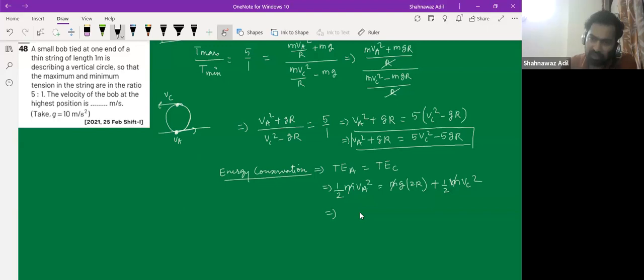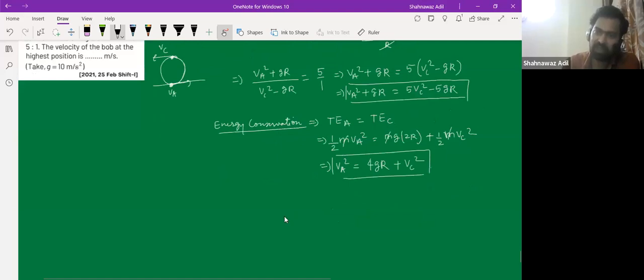Let's multiply all these equations with 2. So we have vA square equals 4gr plus vC square. So this is vA square. This thing we can use, right? So if we use this in here, what will we have? We have vA square, that is 4gr.